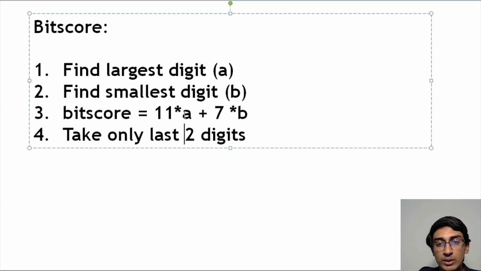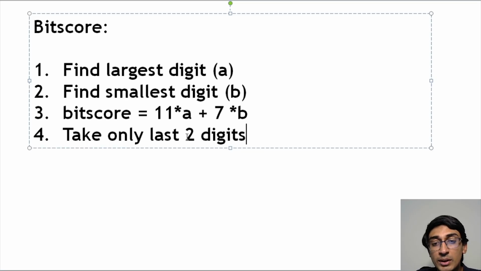You have 11 into 9, which is 99, plus 7 into 9, which is 63, assuming that the smallest and the largest digit are both 9. You can't get a smaller or larger digit than that. So you'll get 11 into 9 is 99 plus 7 into 9 is 63, which is 162, right? So you're not going to get a number higher than 162. So it's always going to be a maximum of a 3-digit bit score.